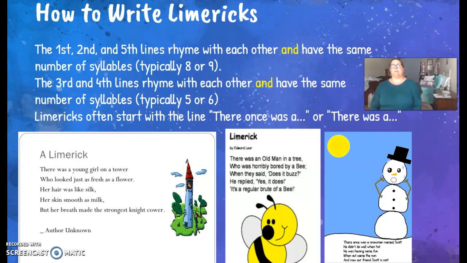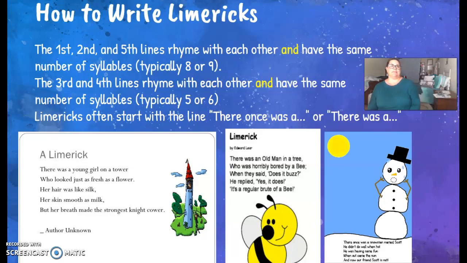And it's usually between 8 and 9 syllables. Words are different than syllables. So you can't write down 8 or 9 words because some words, as we know, have more than 1 syllable. So you count the syllables. The third and the fourth lines rhyme with each other, and they have the same number of syllables, usually 4 or 5, sometimes 6. Limericks often start with the line, there once was a, or there was a, and they tend to be kind of fun.